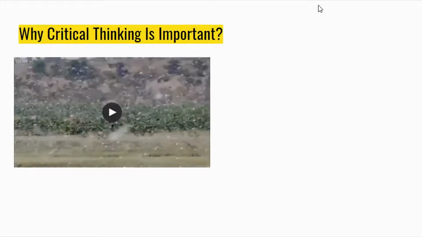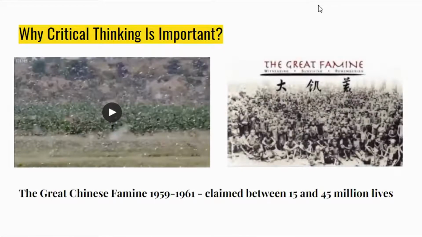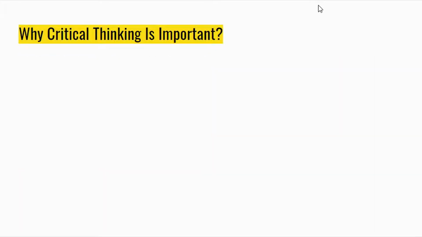So without the insect population being under control through the sparrows, it had a massive effect on crop yields and eventually led to the Great Chinese Famine. And this lasted for a couple of years and claimed estimates between 15 and 45 million lives. Now, that is the ultimate price to pay for a lack of critical thinking.